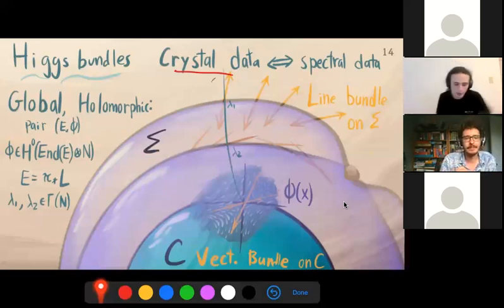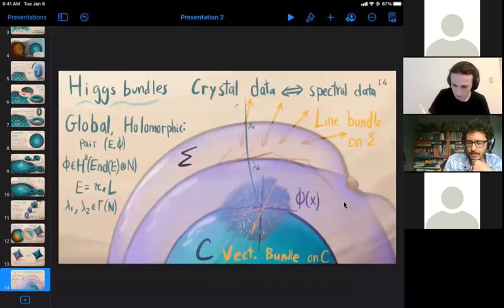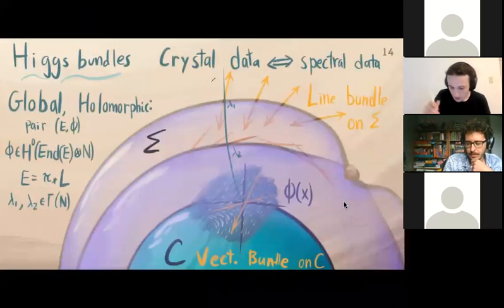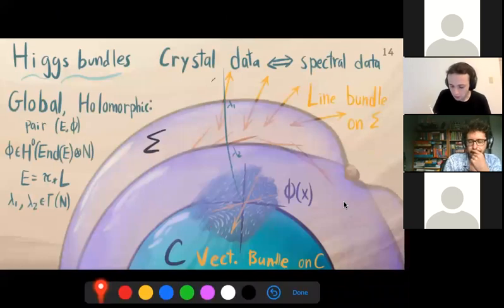Now, a Higgs bundle is just a global holomorphic version of this construction, ultimately. Now, how does it globalize? Well, these subspaces turn into line bundles up top. This two-dimensional space turns into a vector bundle on the bottom.